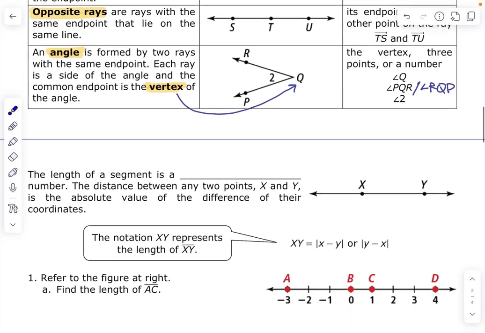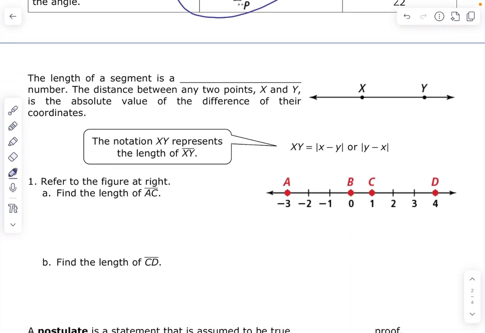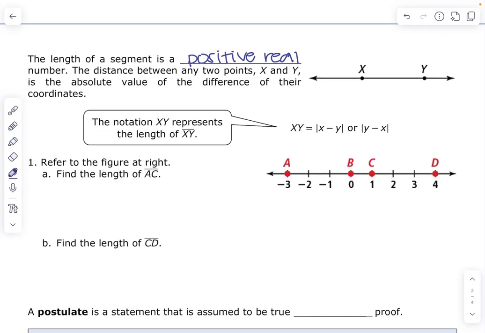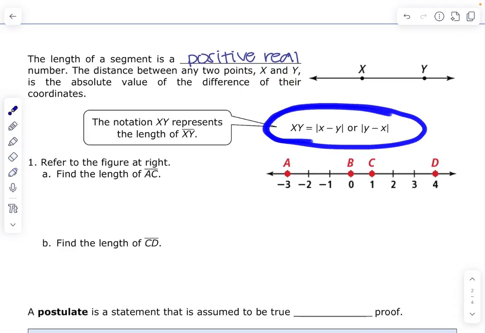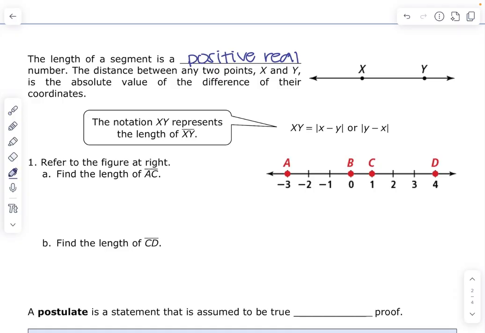That was a ton of definitions. Let's keep moving. The length of a segment is a positive real number. The distance between any 2 points, in this case x and y, is the absolute value of the difference of their coordinates. This is the algebraic way to write what we just read. What is important here, and I'd like you to note, is this little bit right here, which says the notation xy without the little hat represents the length of segment xy.